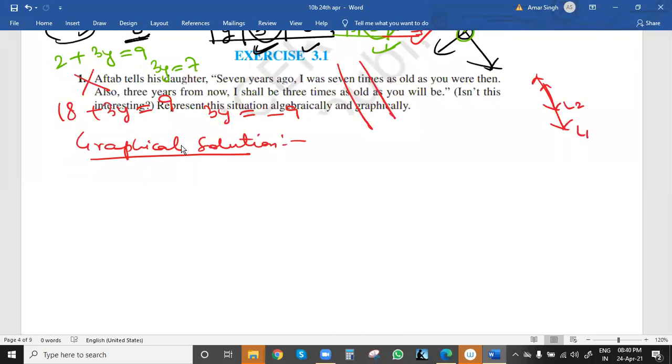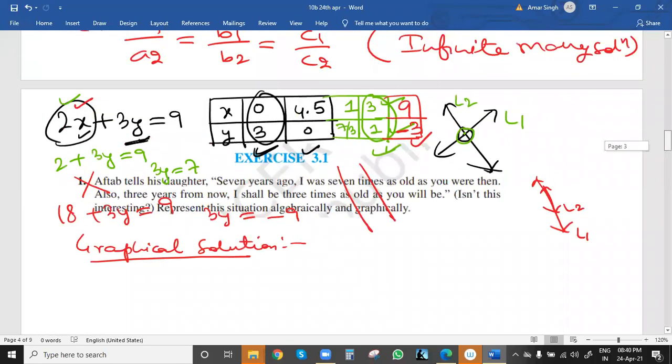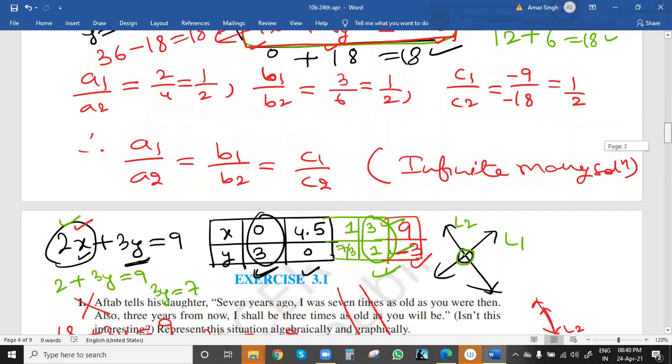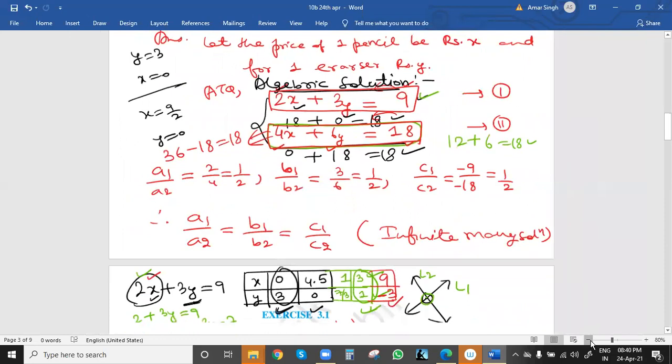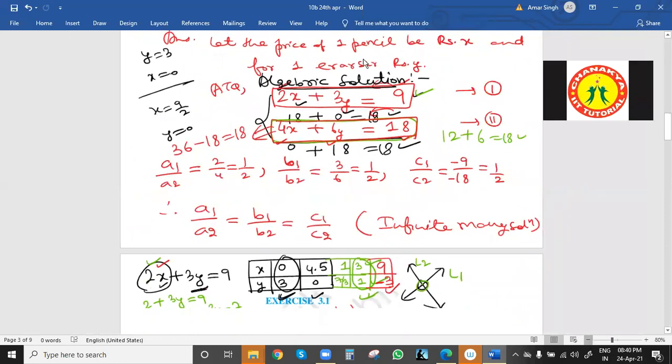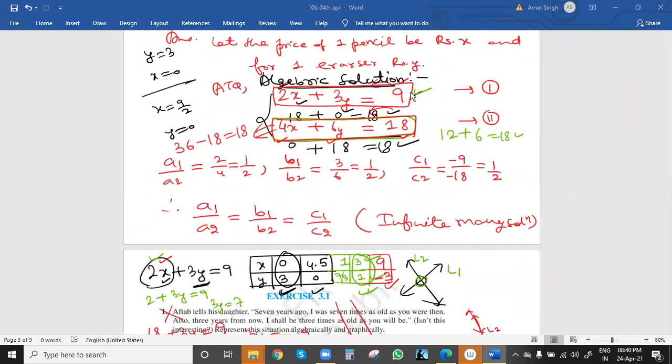Excuse me, sir. Yes, sir, can you re-explain how we got these points, from where? You want, sir, y equal to minus 3? Yes, sir, minus 3 and 9.